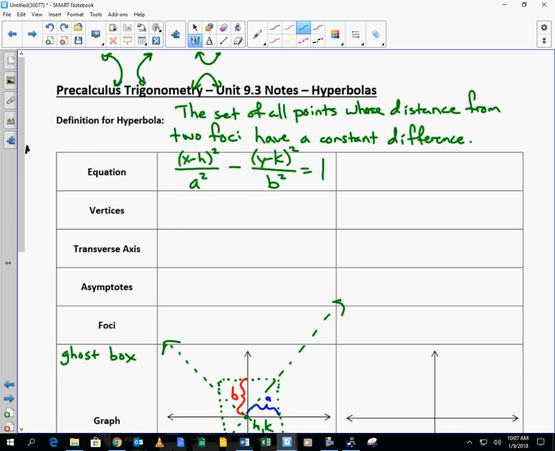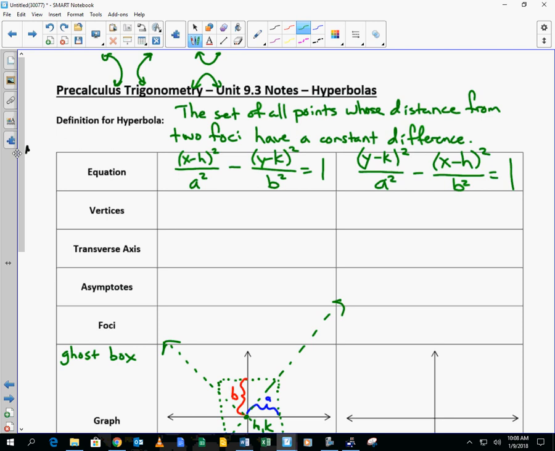In order to help you determine that, I'm going to write the second equation over here. This is going to be y minus k, quantity squared, over a squared, minus x minus h, quantity squared, over b squared, is equal to 1. Can anybody see what's different about the equation on the left compared to the equation on the right? Yeah, the tops are switched. In here, the x minus h is positive, and the y is negative. Here, the y is positive and the x is negative.